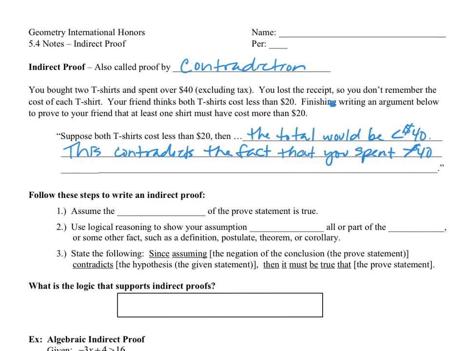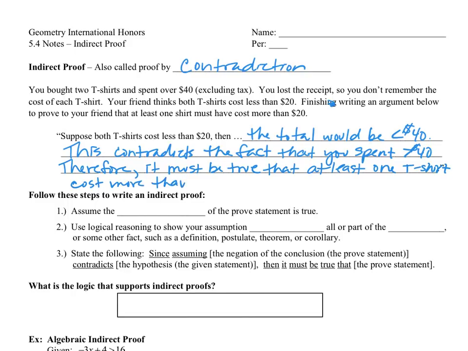So since assuming that both t-shirts cost less than $20 contradicts a known fact, then you finish up your argument by saying, therefore, it must be true that at least one t-shirt cost more than $20.